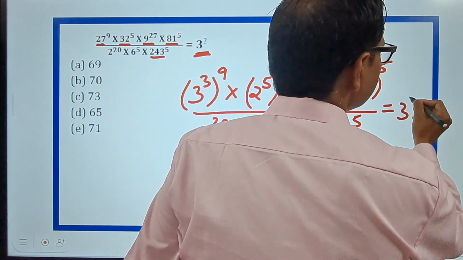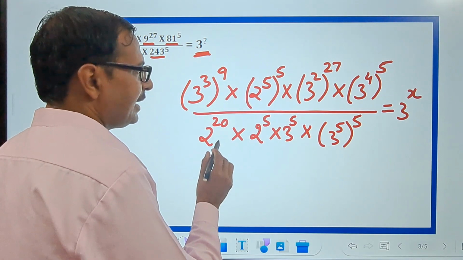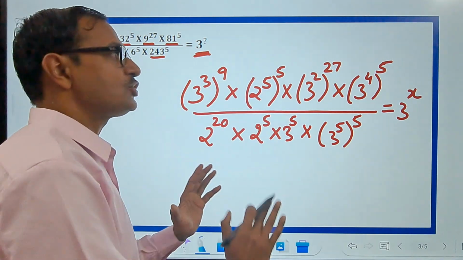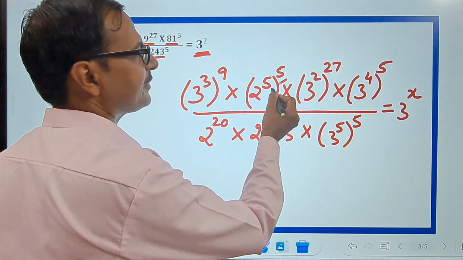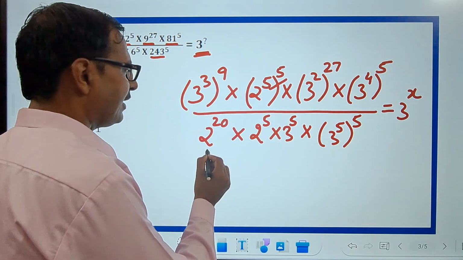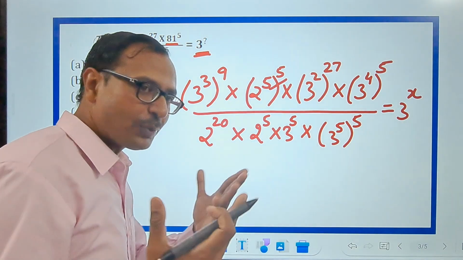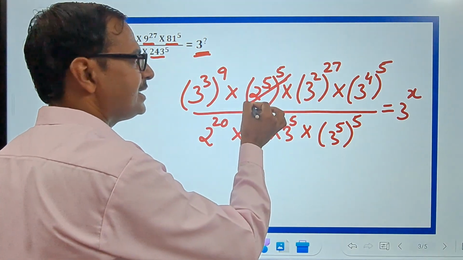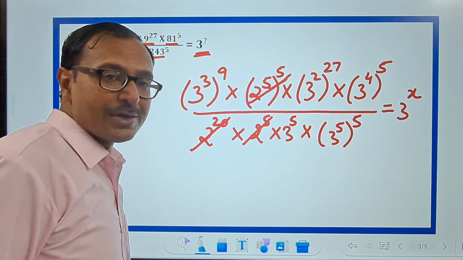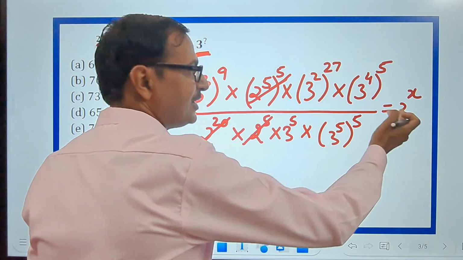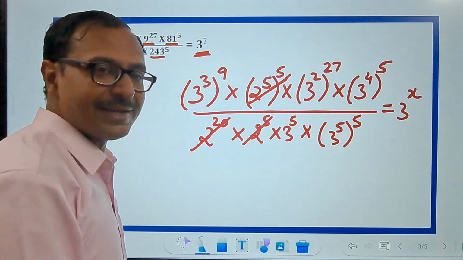Equals 3 raised to power something. So we have to find that something. Now what happens here is, let's first take the terms which don't have the base 3. Here you have 2 raised to power 5 times 5, which is 25. Here you have 2 raised to power 20 and 2 raised to power 5, which multiply together to give 2 raised to power 25. So this factor is actually getting cancelled by these two factors. And that was bound to happen because 3 is the base here. So you can't have any term containing any other base except 3. Otherwise you can't find x.